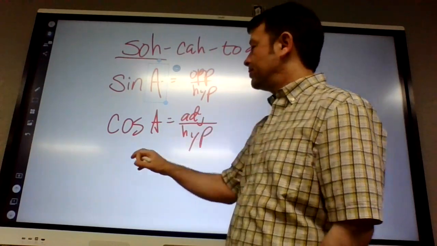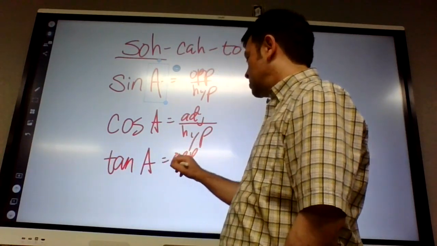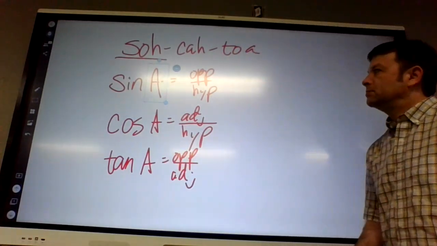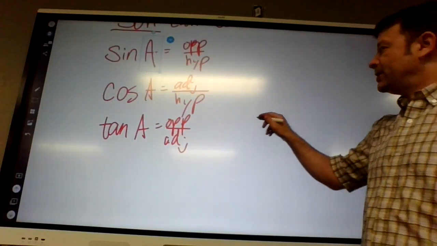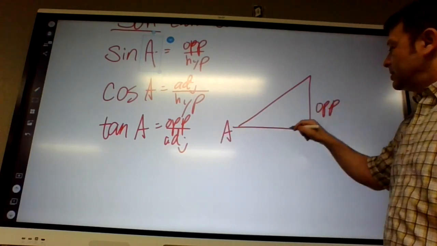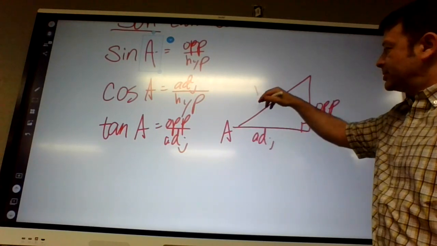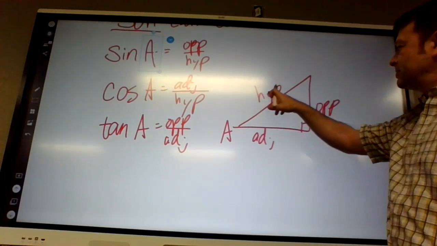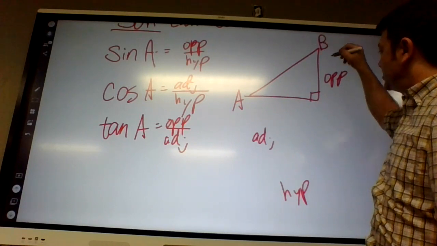And what did TOA stand for? Tangent of an angle equals opposite over adjacent. Okay. Yeah, so opposite is the side across from the angle. But this is our angle, this would be opposite. Adjacent is the one that's next to, but not the hypotenuse. Hypotenuse is the big side across from the 90. I can't remember if we talked about this yesterday, but I think we did.